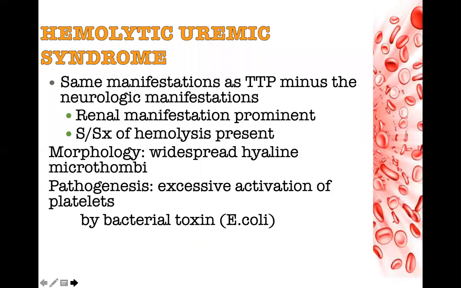Next, we have what we call the hemolytic uremic syndrome. It has similar manifestations with TTP, without the neurologic manifestation. In this case, since it's called uremia, the renal manifestations are very prominent, and you also have very prominent signs and symptoms of hemolysis. So you also present with widespread hyaline thrombi, and the pathophysiology of the disease is a result of excessive activation of the platelet by a Shiga-like toxin that is produced by E. coli.